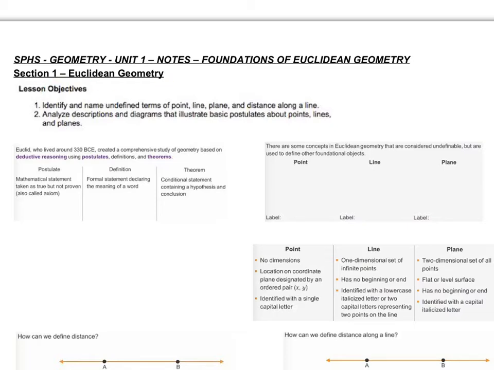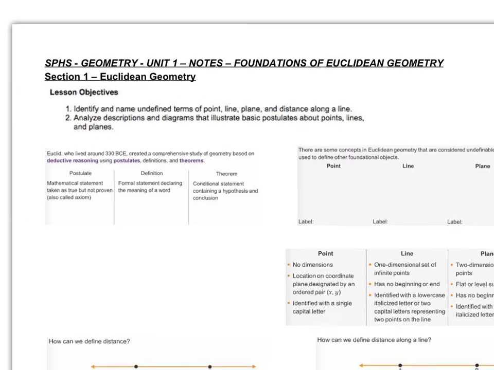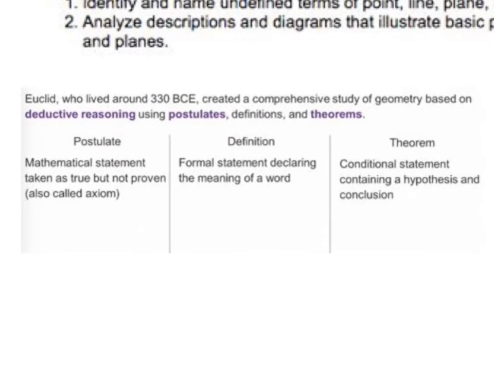Okay, and so our objectives today, we want to identify and name undefined terms like point, line, and plane, and then be able to find the distance along a line. We want to analyze descriptions and diagrams and illustrate basic postulates about points and lines and planes. So the first thing that I want to talk about is some of this vocabulary here.